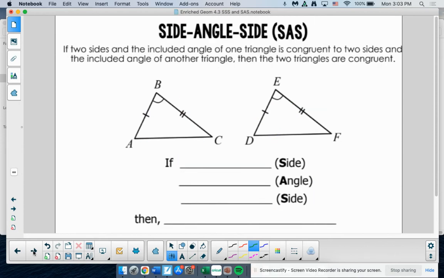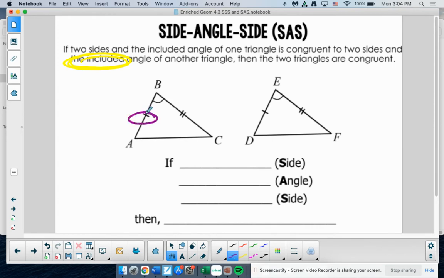Now, side angle side, SAS, is kind of like another short way, right? You guys have a lot of SAS. This tends to be everyone's favorite, side angle side. But what's very important is it's two sides and their included angle. I think you guys should highlight that, circle it. It needs to be the included angle, meaning the angle between your two congruent sides. So let's break it down.